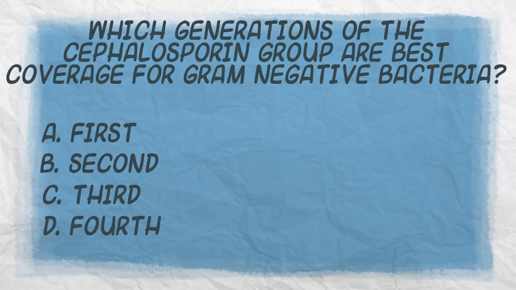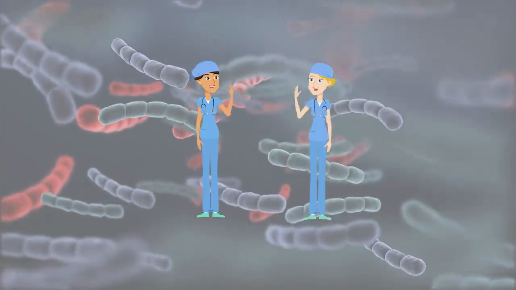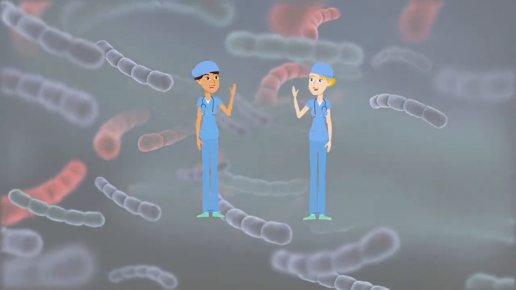All generations of cephalosporins have some element of gram-negative coverage. However, the third and fourth generation groups cover gram-negative pathogens more broadly. That wraps up our presentation on antimicrobial therapy for gram-negative pathogens.